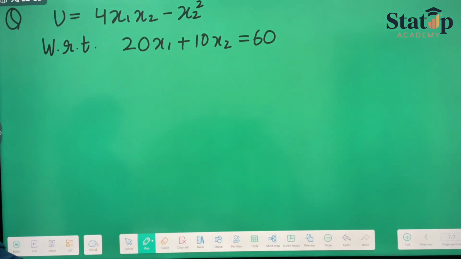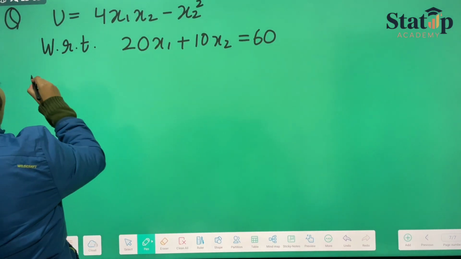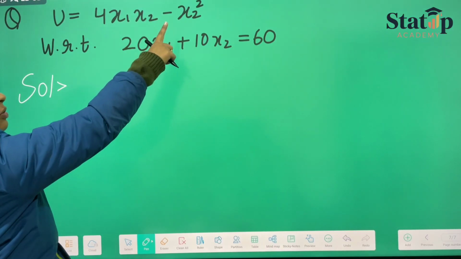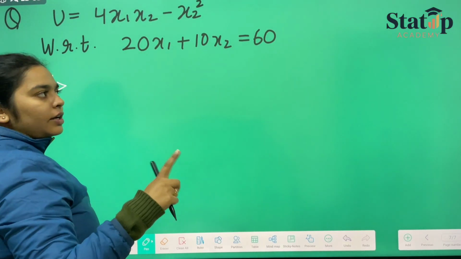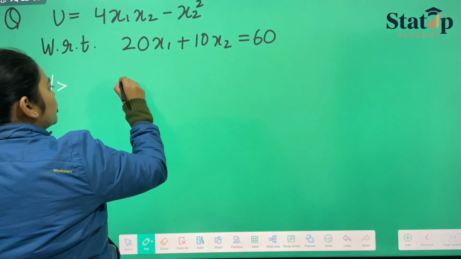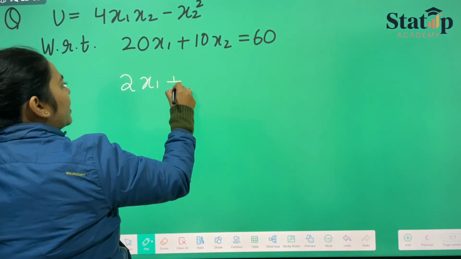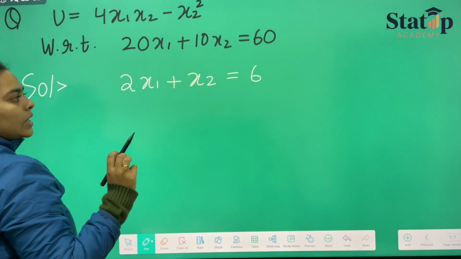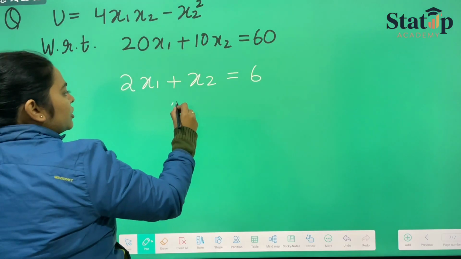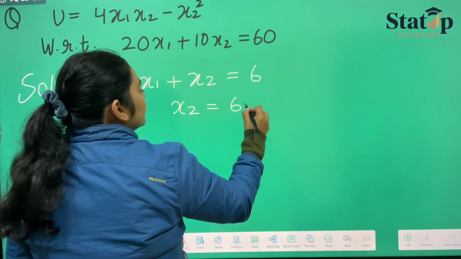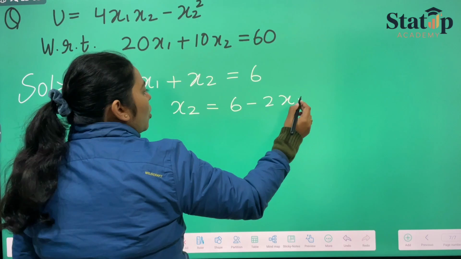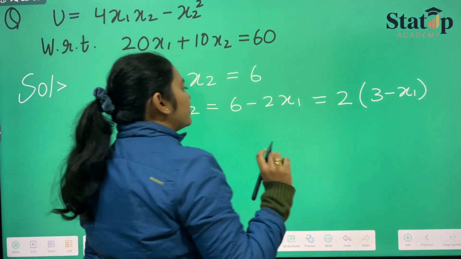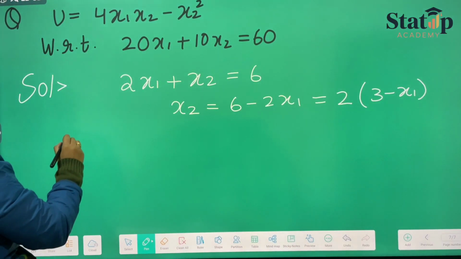Okay. So the first step would be, we will take this as a function of only one variable. Here the utility function is a function of two variables x1 and x2. We can take it as a function of x1 or x2, one of them. We can write this constraint equation as this. Taking 10 common from each side and cancelling, we can write this equation. So x2 can be written as 6 minus 2x1, or if we take 2 common, 2 into 3 minus x1. x2 is given as this.